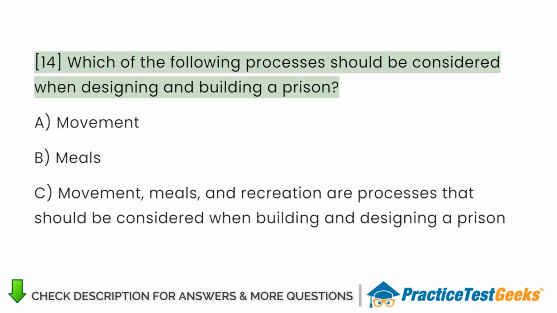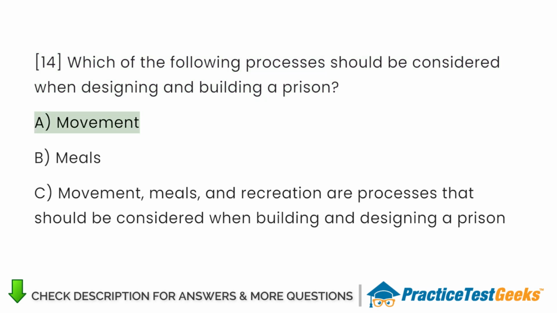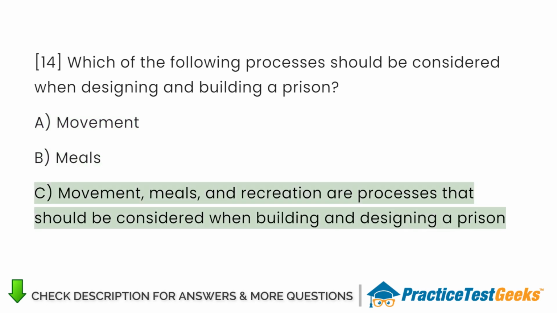Which of the following processes should be considered when designing and building a prison? A. Movement. B. Meals. C. Movement, meals, and recreation are processes that should be considered when building and designing a prison.